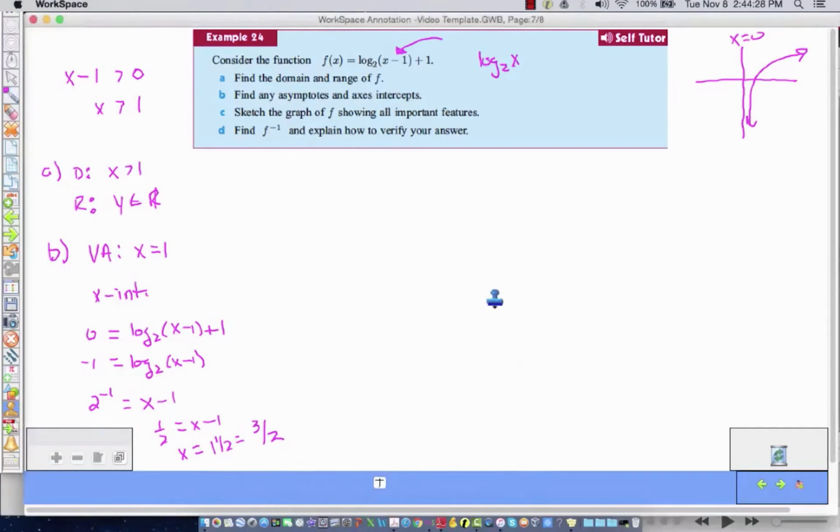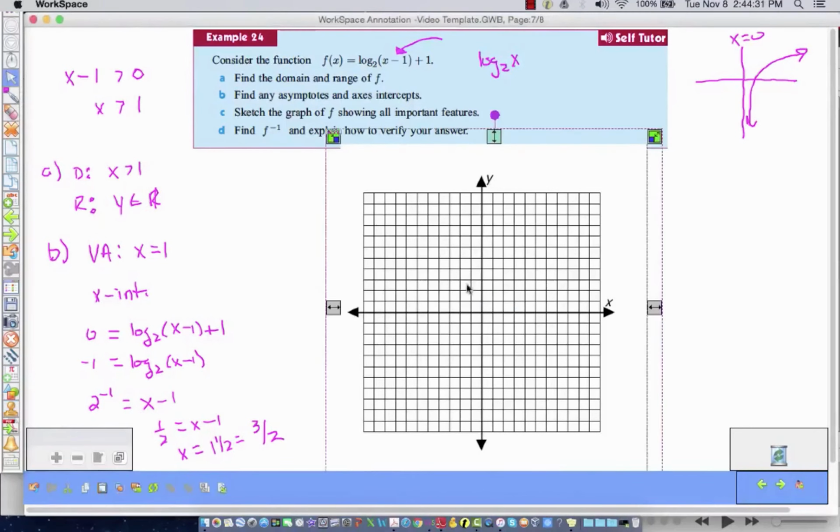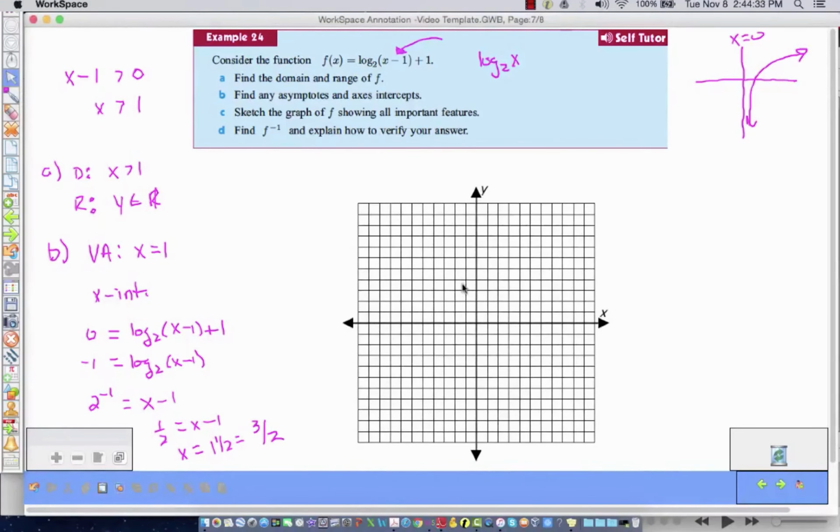Let me put a graph on here, maybe make it a little easier. So I know that the domain is x greater than 1, and I have a vertical asymptote at x equals 1. So let's go ahead and put that in there as best we can. Oops. So this is x equals 1. I have an intercept at 1.5 right there, and I know this goes down to negative infinity, and it keeps going up this way. And so it's going to look something like that, okay?